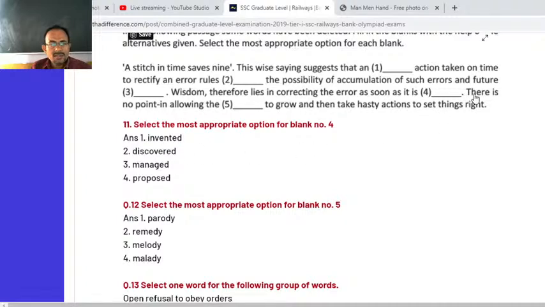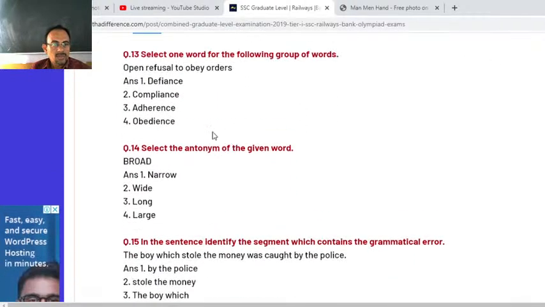Next. There is no point in allowing the dash to grow and then take hasty actions to set things right. There is no point in allowing the parody, remedy, melody. So you may not know this, dear students. There is no point in allowing the melody. Melody means something which is wrong, a mistake. So it should be number 4, melody, to grow and then take hasty actions to set things right.